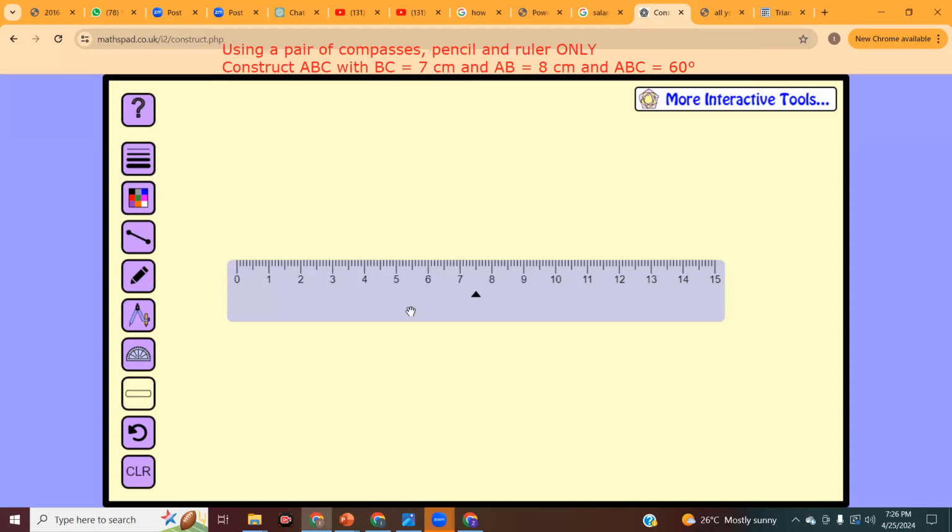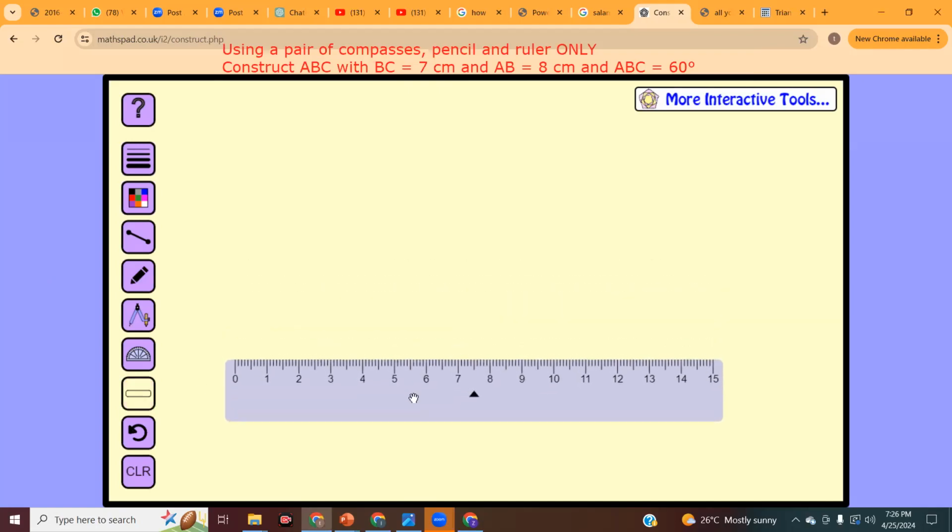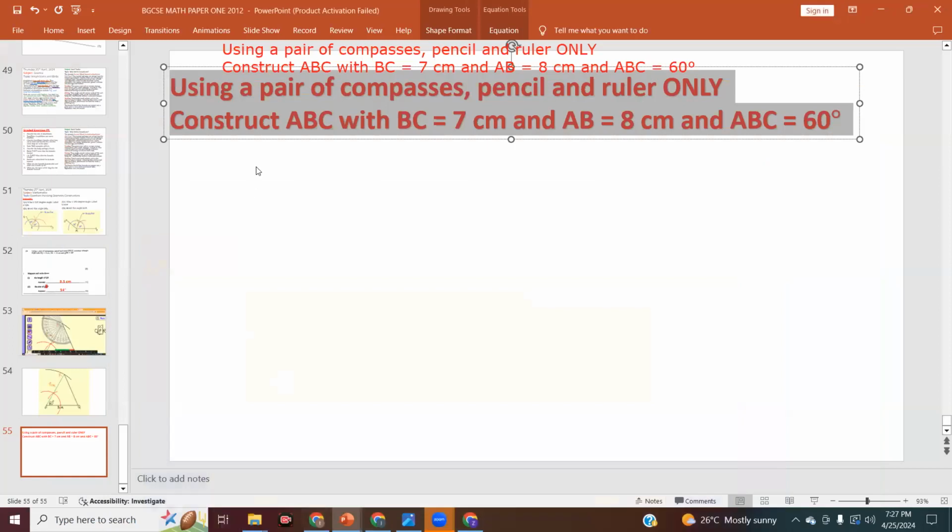Mr. Uti, are we constructing an angle or a triangle? Oh, we have to construct. Yeah, let me put that in. Construct. Let me put that in. That has to be there. So that's supposed to be a part of the question, right?